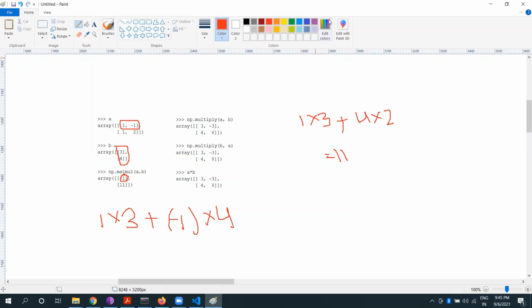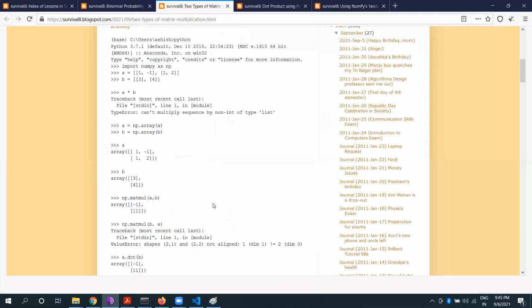And what is np dot multiply? What np dot multiply is basically doing is simple multiplication. Yes, it is element wise multiplication. 1 dot -1, so this is multiplied by this, and these two are multiplied by this. So np dot multiply and I think dot are the same. No, dot is also different.